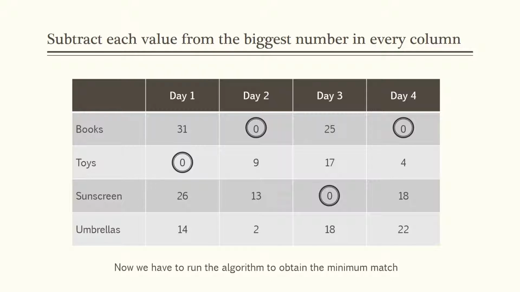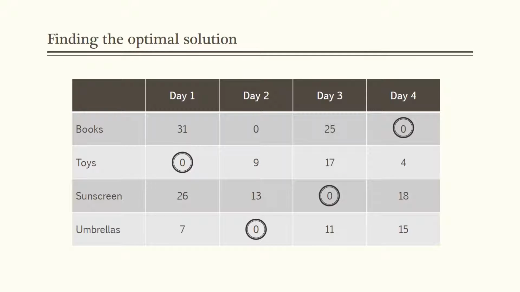After running the algorithm, we get these positions, and to modify it to get the maximum profit, we just need to use those positions in the original table, getting these values right here, and after adding them we get 105 of profit, which is the maximum profit you can get selling those items in those 4 days.